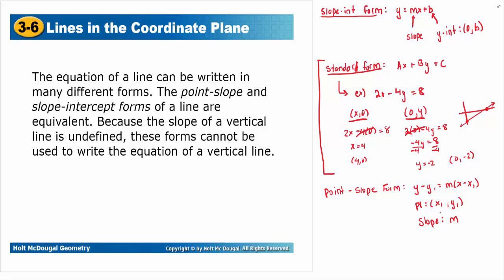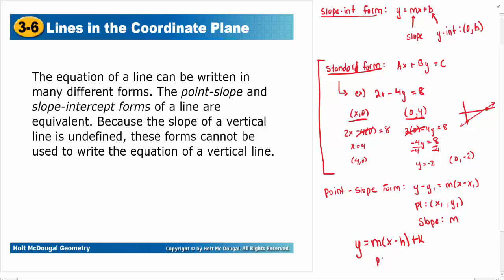That's point-slope form, which we will be using. And another way you can write it is like this. If I took this y1 and I moved it over here, this is another way of writing this. So I could also write it as y equals m times x minus h, plus k.